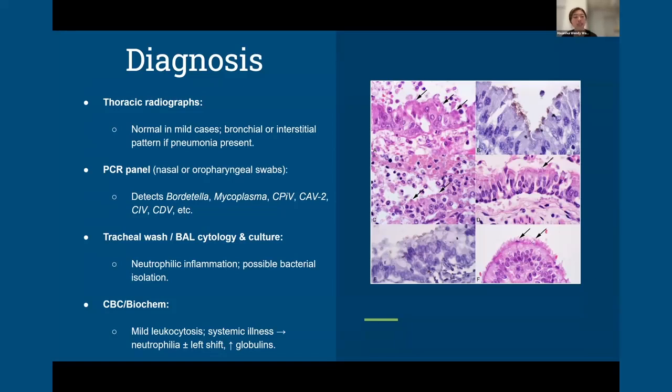With a tracheal wash, we can see some neutrophilic inflammation and some bacterial isolation, but usually I reserve the PCR panel and tracheal wash for patients that are not responding to rest and are not self-limiting, as well as if they're really unvaccinated and their clinical symptoms have worsened and not resolved in about 3 to 5 days. Chemistry, like blood work and CBC, usually we don't really see much. There may be a little bit of leukocytosis from systemic disease, but often we don't see much in kennel cough.